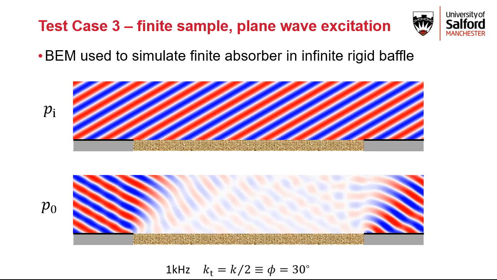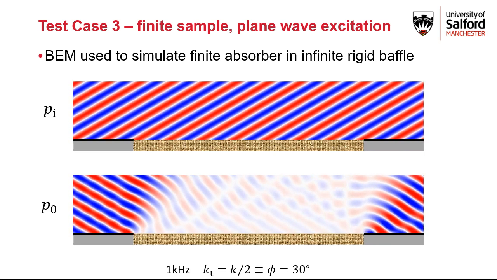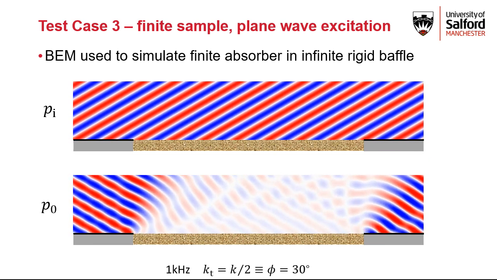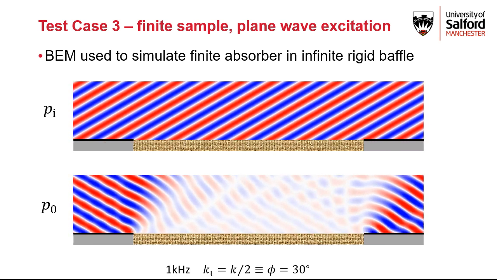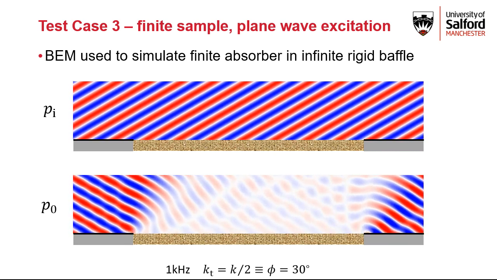You can see that there's pretty much 100% reflection coming off the hard parts of the baffle, the grey and black bits at the edge, but much reduced where the absorber is in the middle. And you can see the diffraction off the corners where they join up, as you would expect as well. So hopefully we'll see that picked up by the array.